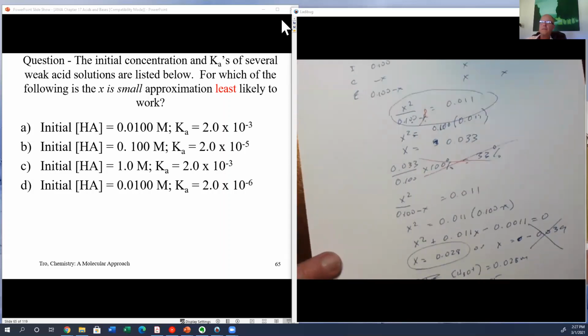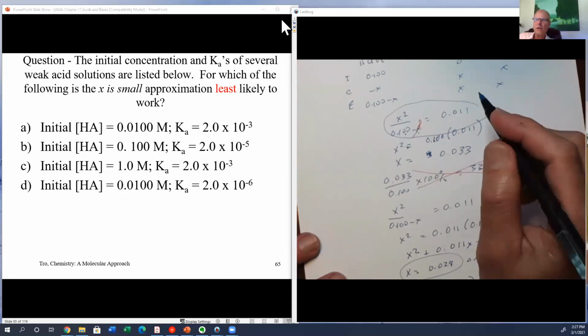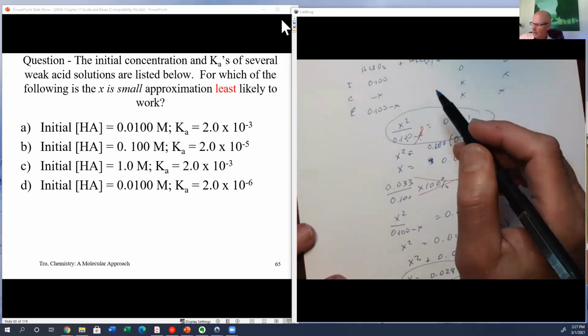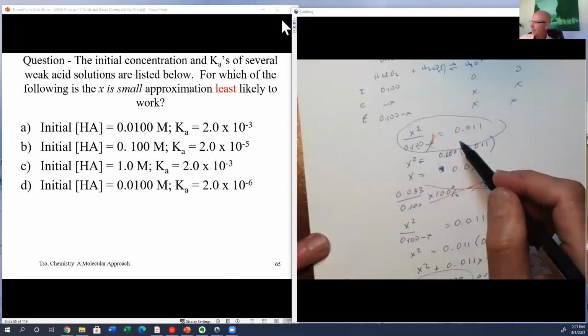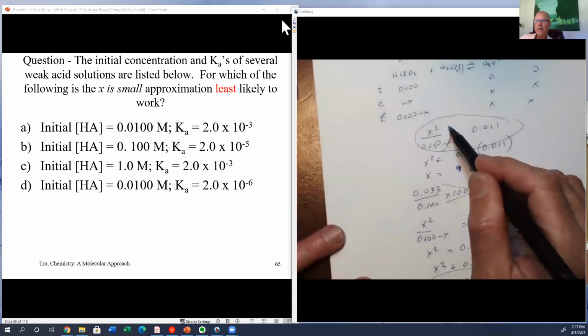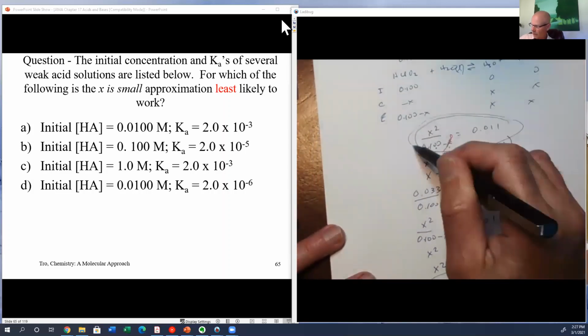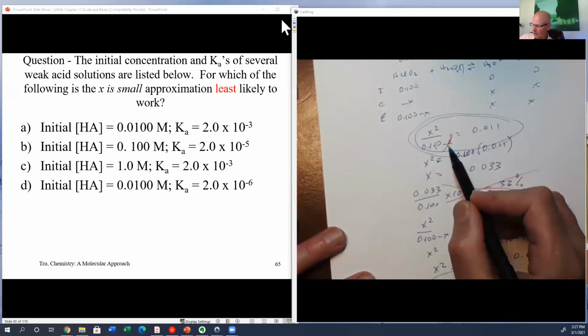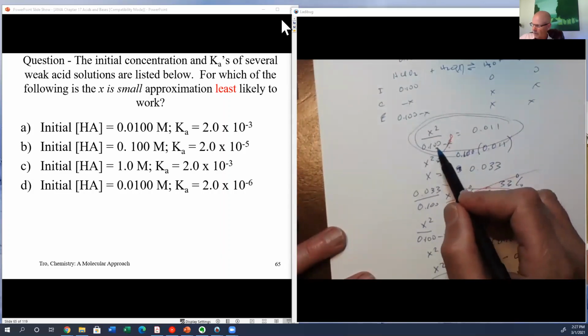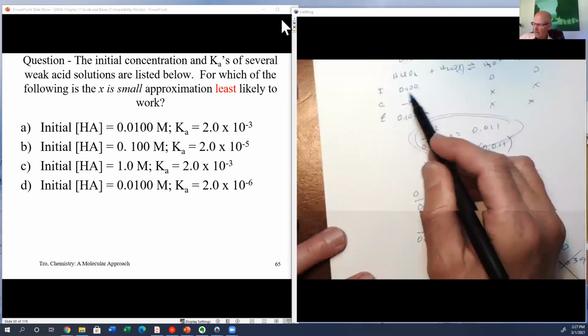Let me stop you for a minute. Let me give you a little bit of a clue on this one. Okay. So remember what we're doing. Let's go back to this. Can everybody see my screen here? Go back to this problem right here. Remember, the x is small approximation means you subtract x from this number. And what is this number? It's the initial concentration, right?